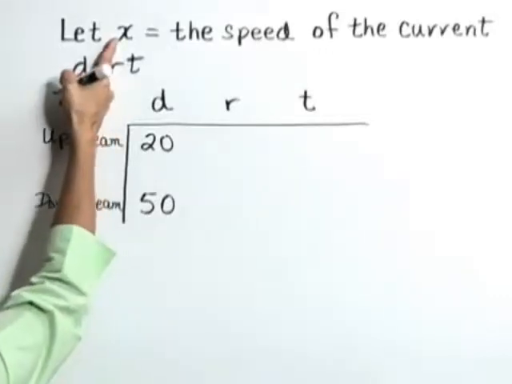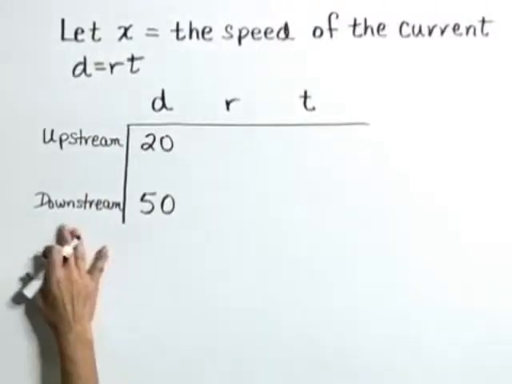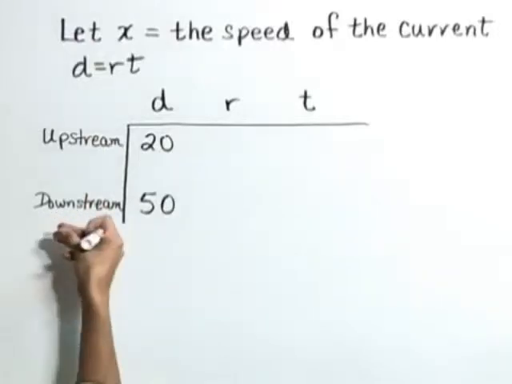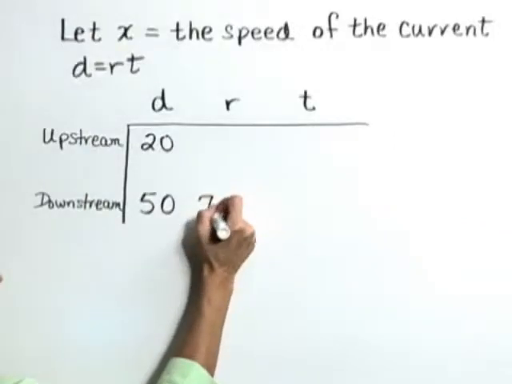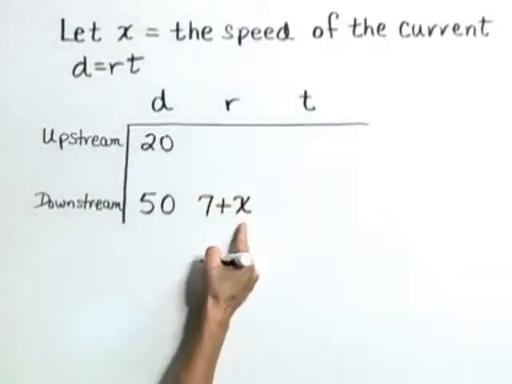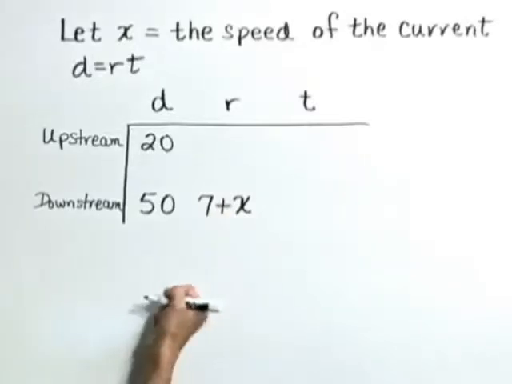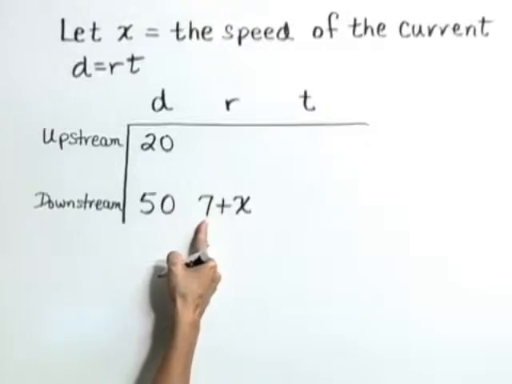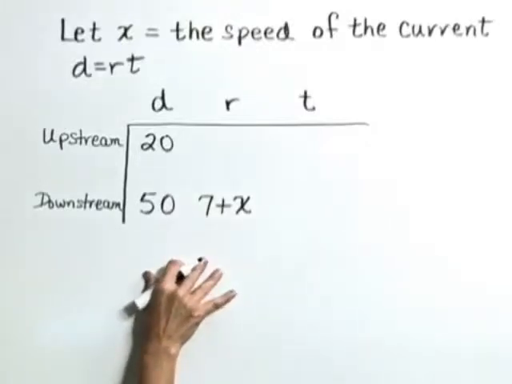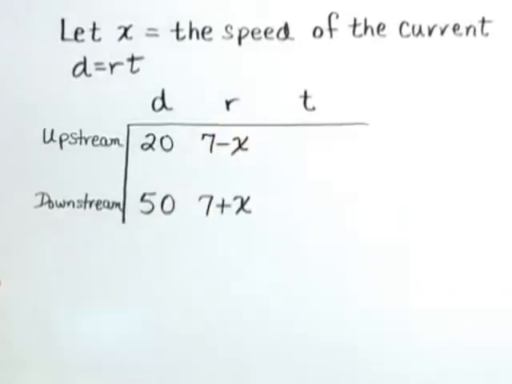If x represents the speed of the current, and we're told that a boat can go 7 miles per hour in still water, then downstream it's going to go faster than that 7 miles per hour. It's going to go 7 plus x, the speed of the current. The current's going to help it go faster here downstream. However, when this boat goes upstream, it's going to go slower than that 7 miles per hour because it's going to be fighting the current. So its rate upstream is 7 minus x.